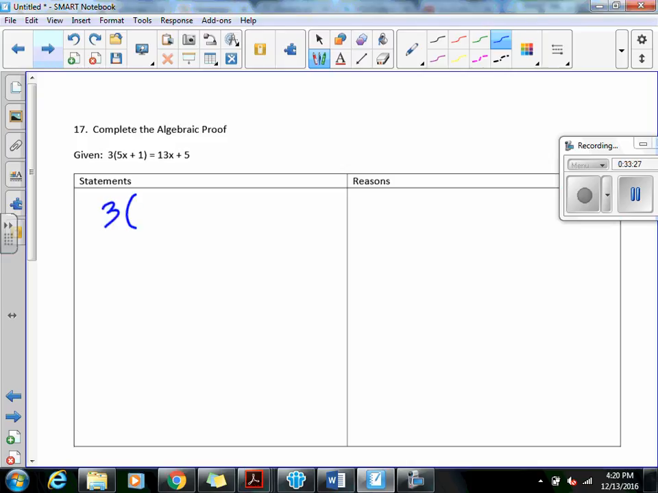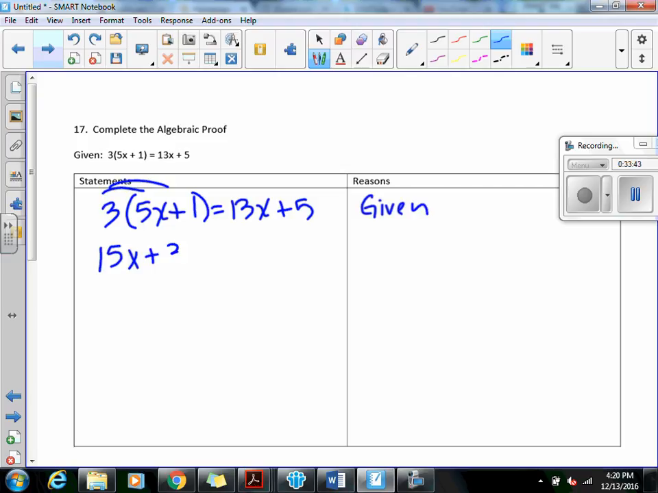Well, you guys are pretty good at these. So that reason is given. So I'm going to actually work the problem out. So I'm going to distribute. So I get 15x plus 3 equals 13x plus 5. So what did I do? What's the reason that allows me to do that? The distributive property.